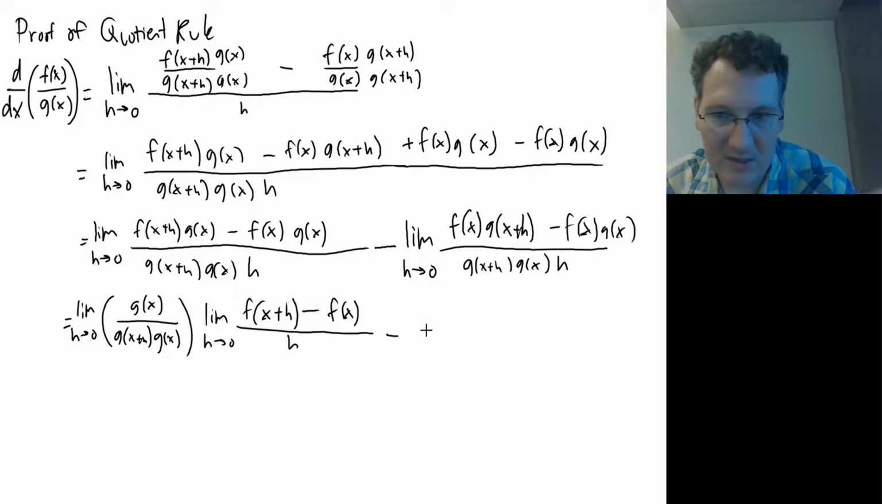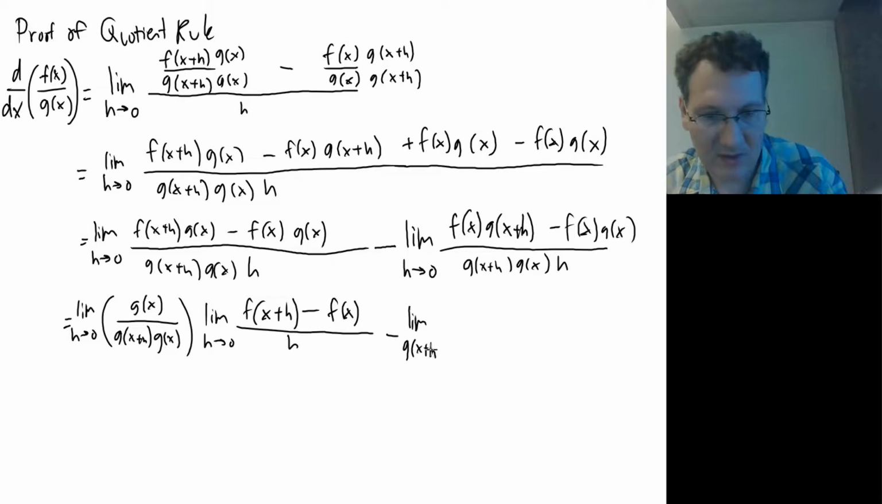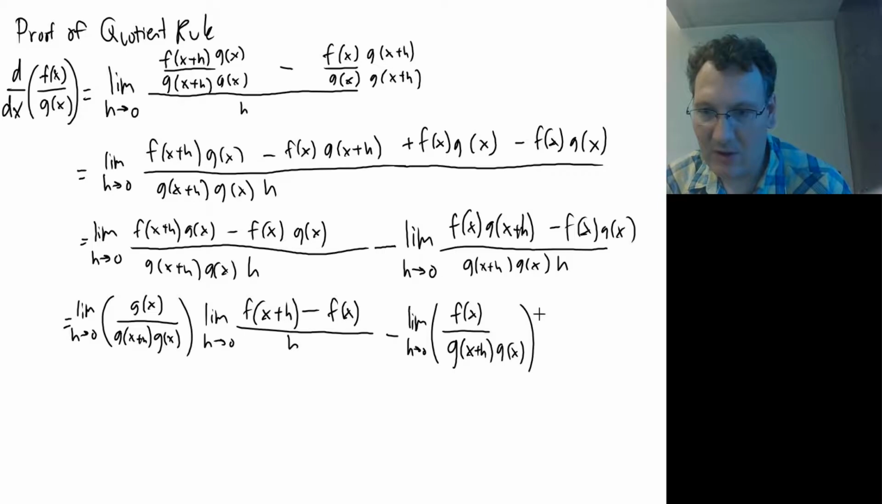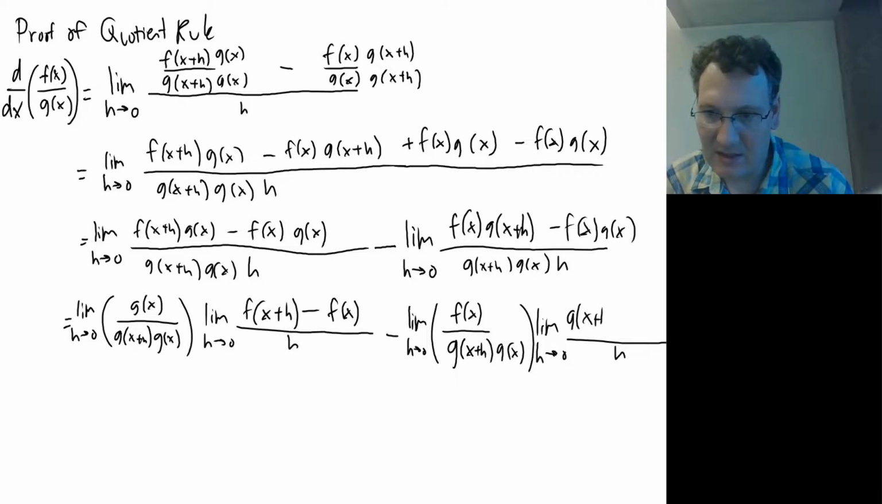For this other one, I'm going to pull out the g's, another limit as h goes to 0. Here I'm going to pull out f of x, and I'm going to pull out g of x plus h times g of x. And what I'm going to keep in this limit as h goes to 0 is the g of x plus h minus g of x.